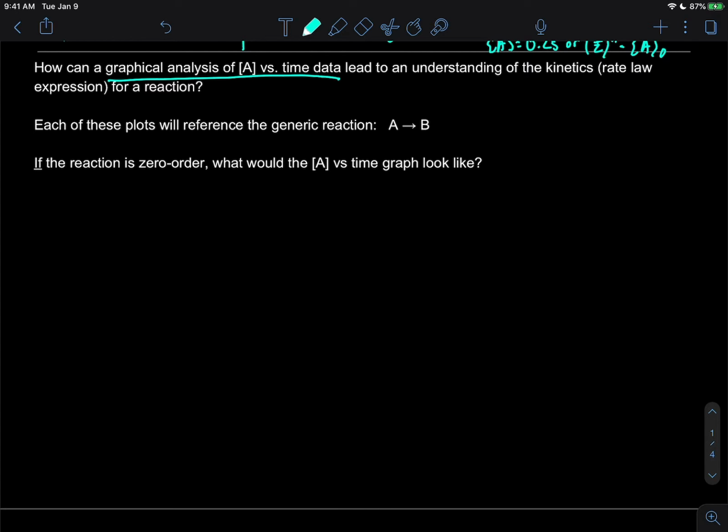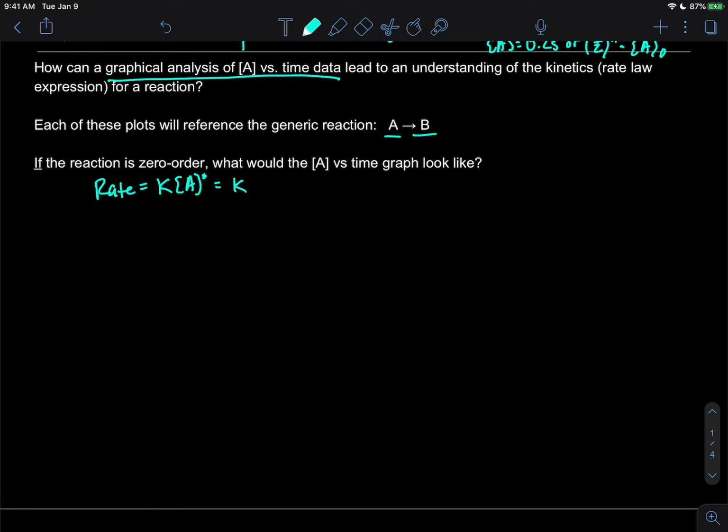So we're going to look at different possible plots for A going to B. This is just a basic, very generic reaction. If our reaction is zero order, that would mean rate is equal to K times A to the 0th power, or just K. So our rate constant is our reaction rate because there's no dependence on the concentration. That's the definition of a zero order reaction.